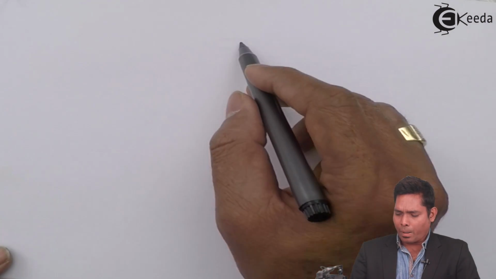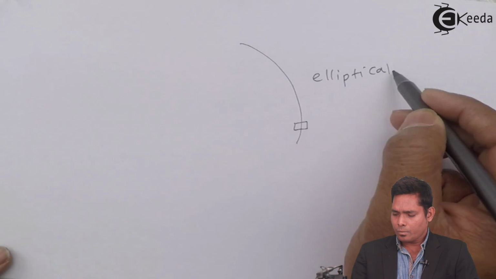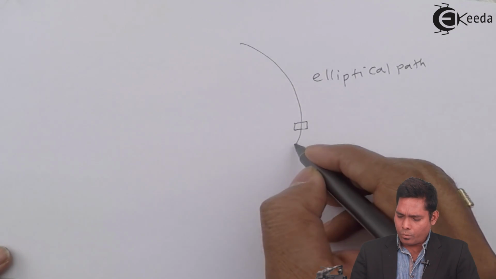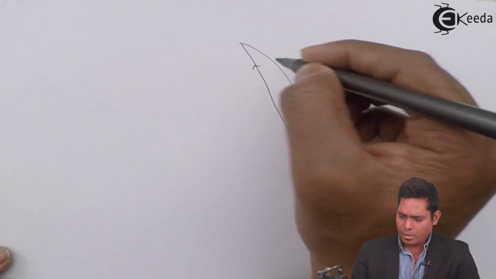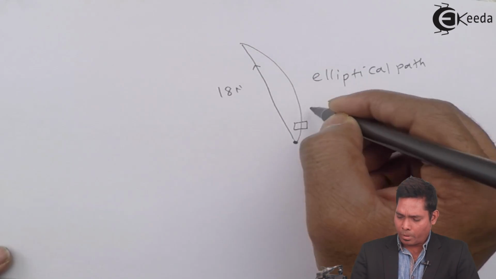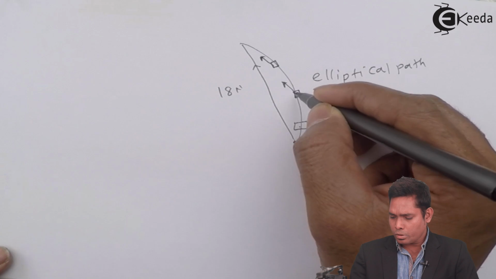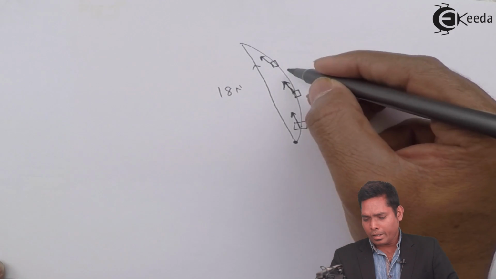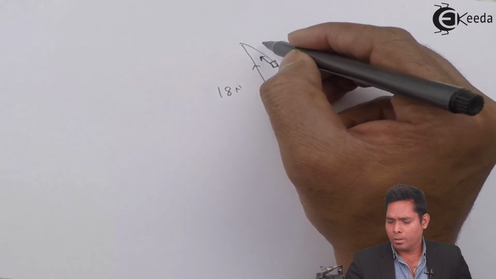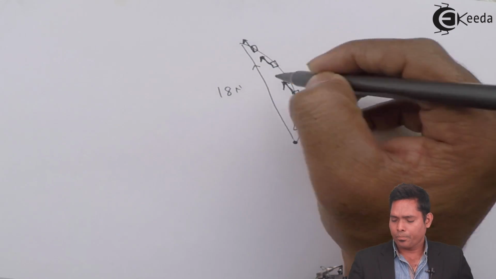Work done by external force. In case the path followed by the particle is elliptical, the force is in this direction, that is 18 Newton. Whether the body is here or here, the force is always like that. Whichever is the position of the body, the force is always parallel to this line.